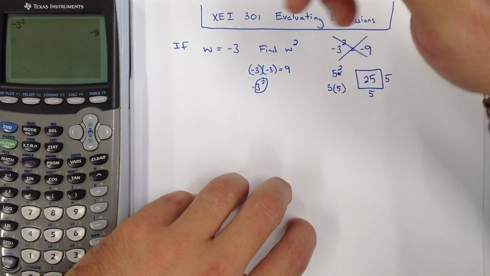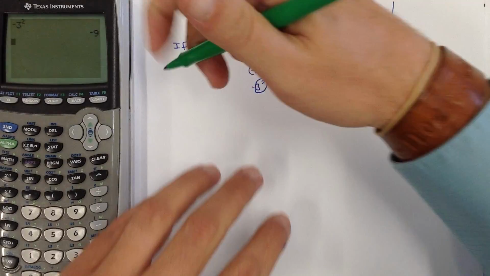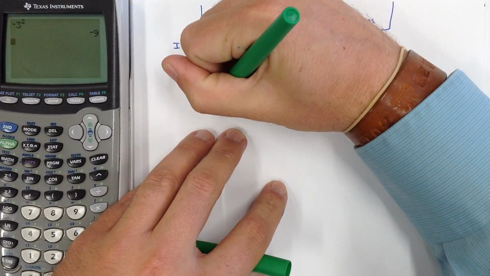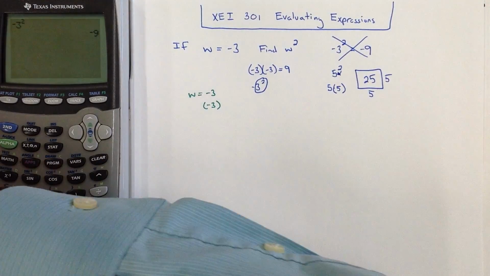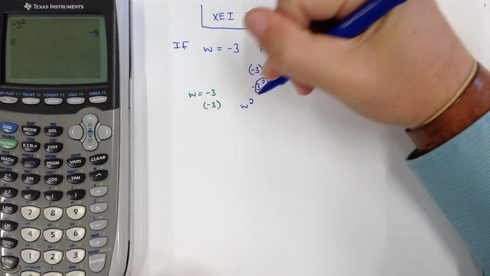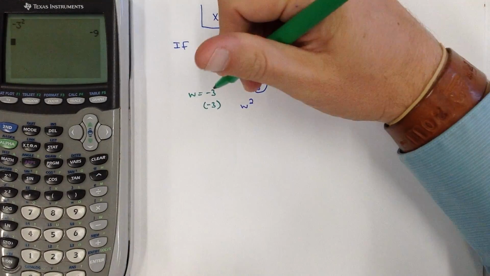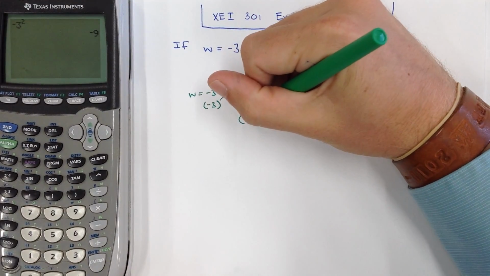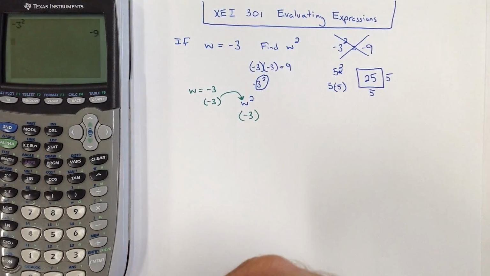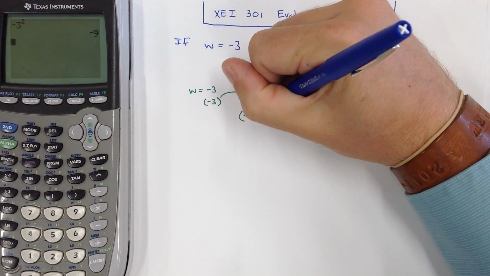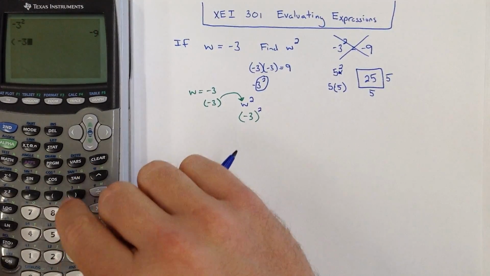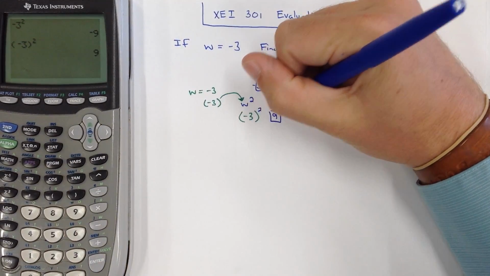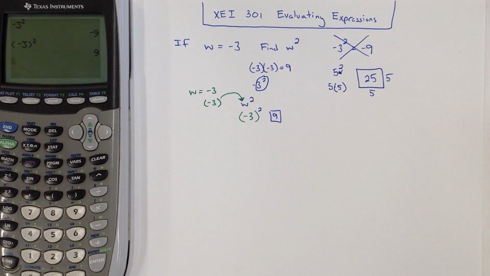So how do we get around this? Well, when it says w equals negative 3, we should put parentheses around the negative 3, and when the question says something like w squared, we should substitute w with parentheses. So w is negative 3, and that's w, and now I'm going to square it. And when we do this on our calculator, parentheses negative 3, parentheses squared, now we get the correct answer, which is positive 9.